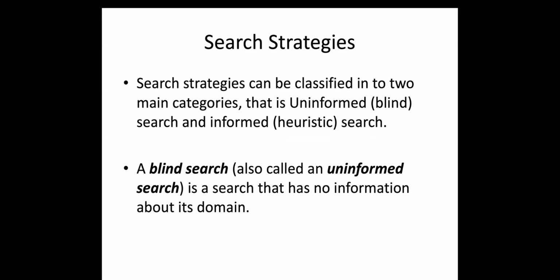So search strategies, we're saying, can be classified into two: informed search and uninformed search. Uninformed search is also referred to as blind search. So now we are going to look at these two. Our discussion will focus on this. For a start, we are going to talk about some blind search methods, and then in the next session, we are going to look at informed search.